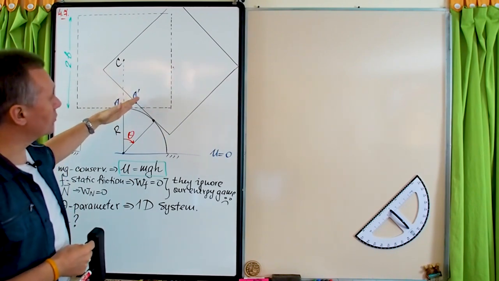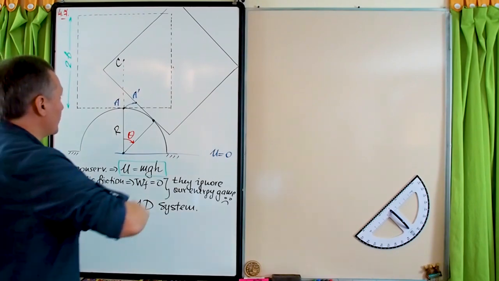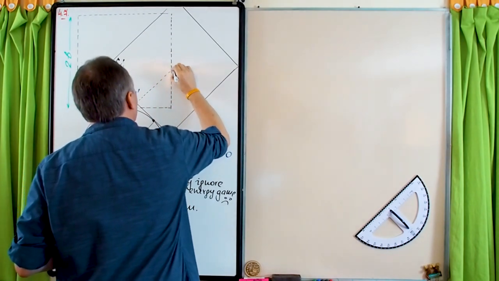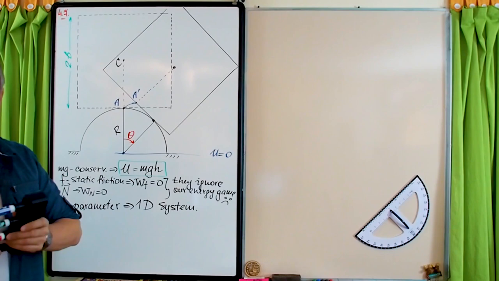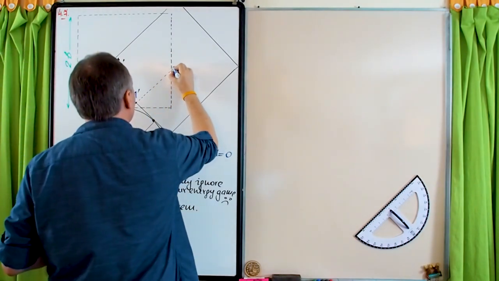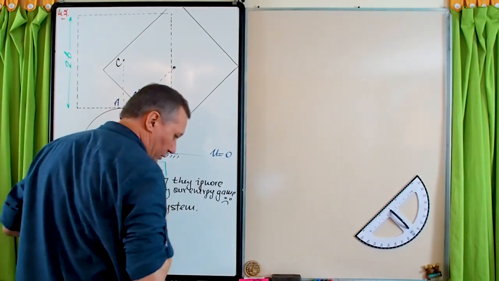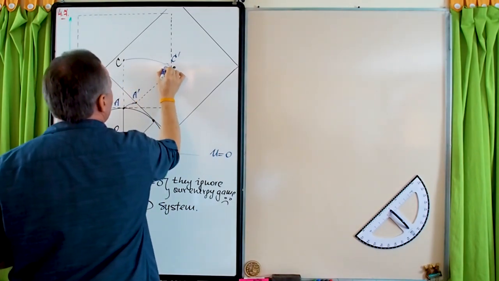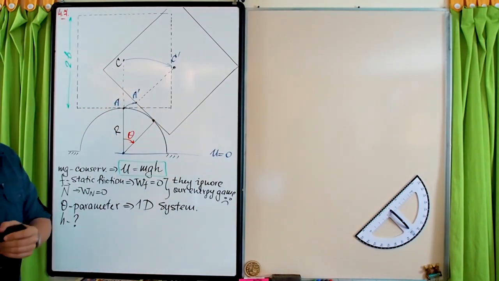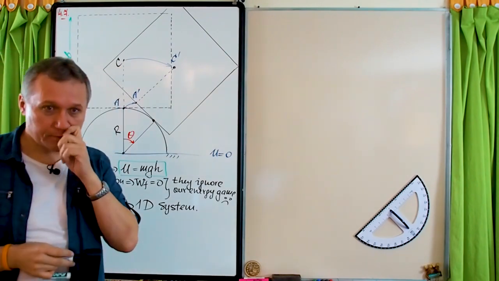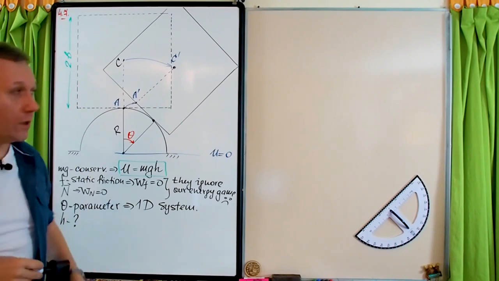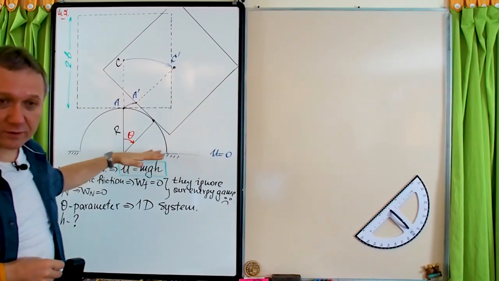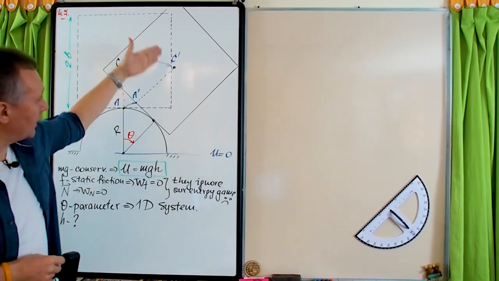I need to draw a line parallel to the sides, and I will use a dashed line. Somewhere over here there will be the new position of the center of mass, maybe I'll use blue. Let me write C prime. So point C moves to that position. We just need to find the distance from this point to the reference level. That's our H, right?